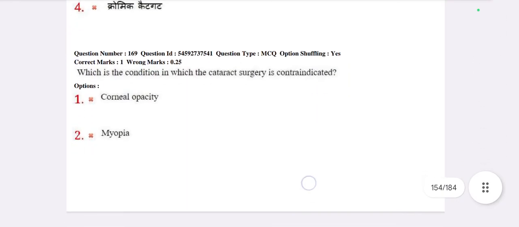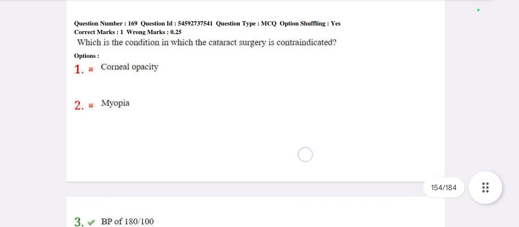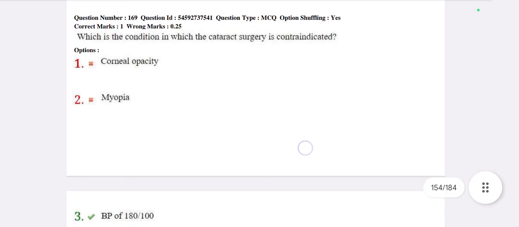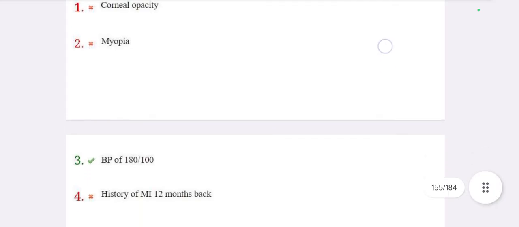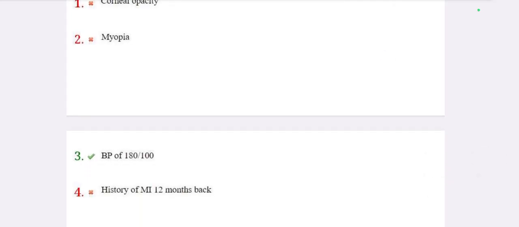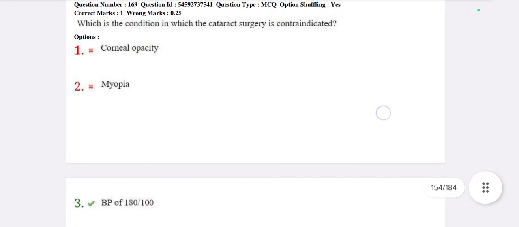Our next question is, which is the condition in which the cataract surgery is contraindicated? First is corneal opacity, second, myopia, third, BP of 180 by 100, fourth, history of MI 12 months back. Our correct answer is BP of 180 by 100.